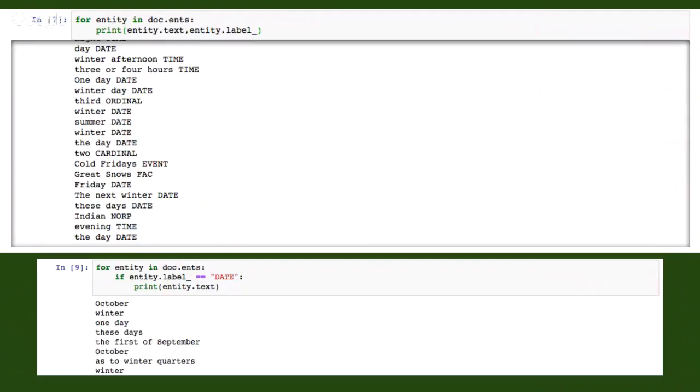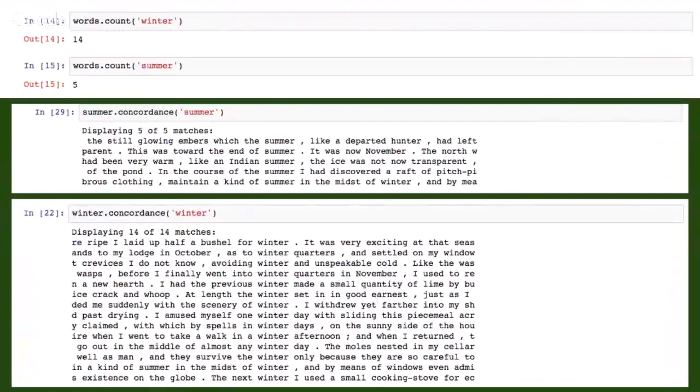So then when we move on to that, I did the word count and concordance for both winter and summer. Interestingly, winter shows up way more than summer, but summer seems to have a stronger effect on the language around the house, where he talks about how the house maintains a kind of summer in the midst of the winter.